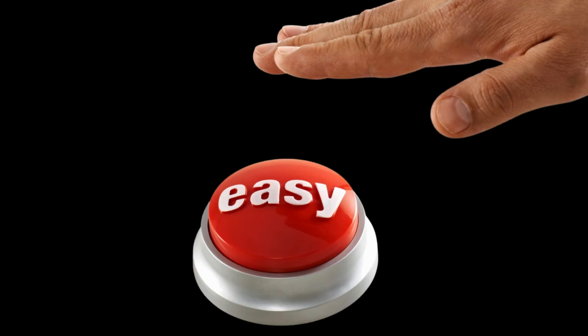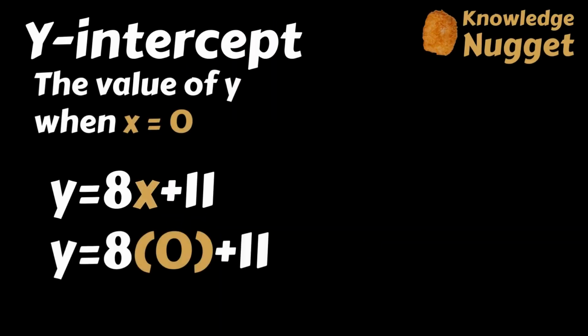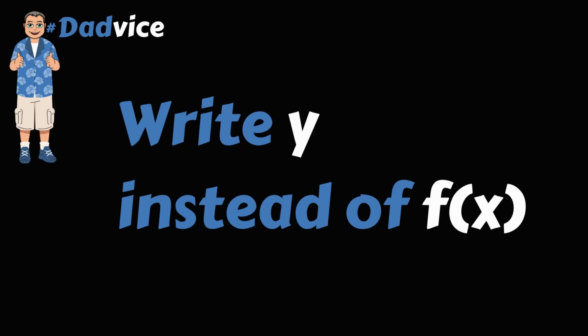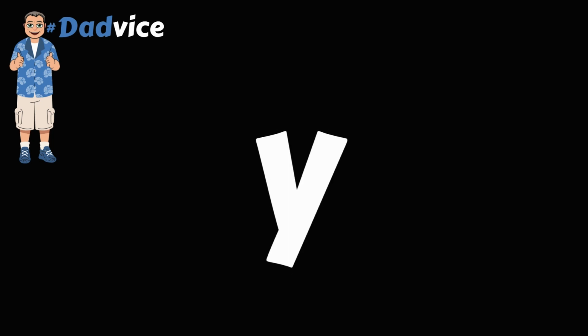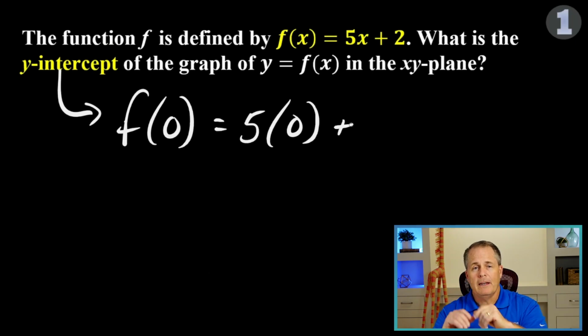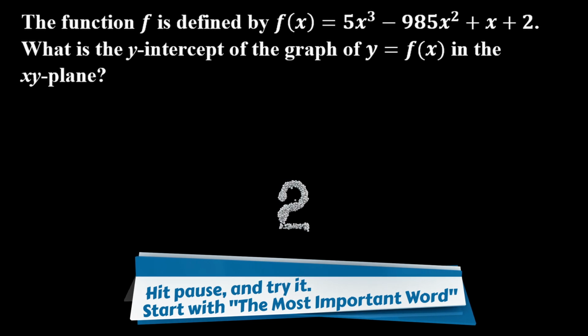Hopefully you hit the easy button on that one, but if not, hopefully now you will remember that the Y-intercept is the value of Y when X equals 0, and you should write Y instead of F of X. And whenever you need the Y-intercept, just put 0 in for X. Let's do problem 2. Tap pause to try problem 2 on your own.